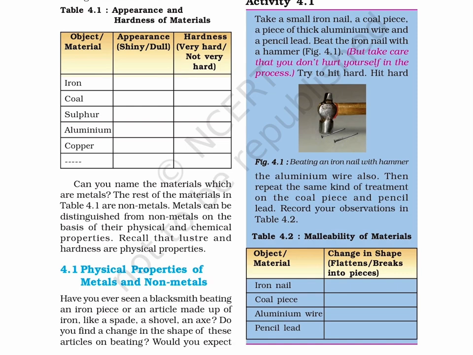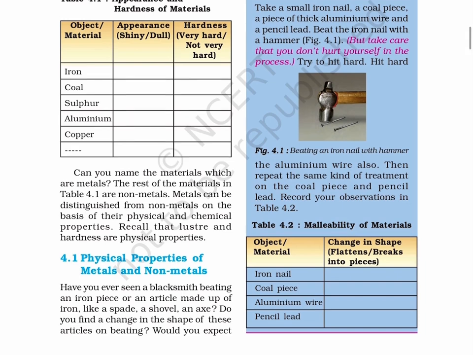Now, Table 4.2. Malleability of materials. We have 2 columns. The first one is for object or material and the second is for change in shape: flattens, breaks into pieces. In the object or material column, the number 1 item is iron nail, second, coal piece, third, aluminium wire, fourth, pencil lead. Now complete the table in your notebook by filling the correct answer in front of each material or object.